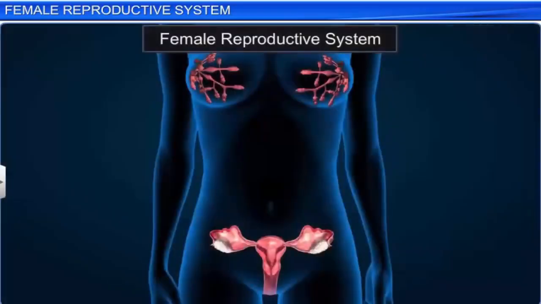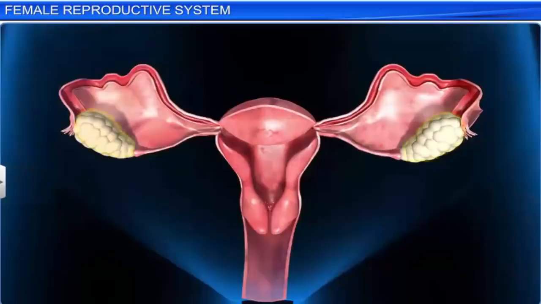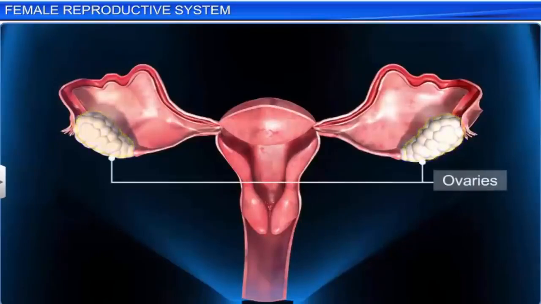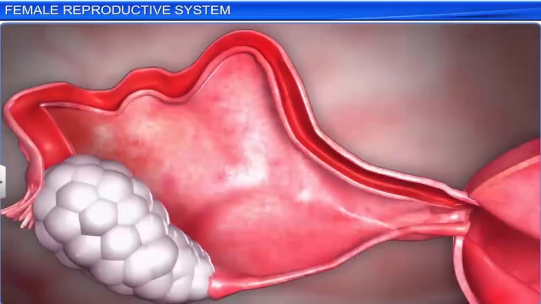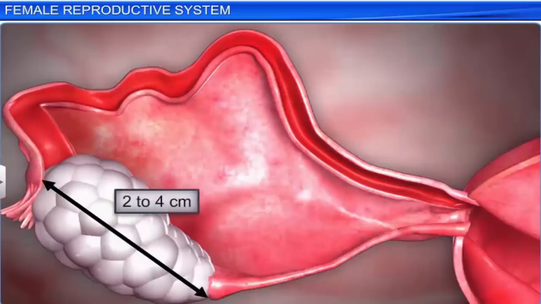Let us study each organ in detail. The female reproductive system includes a pair of ovaries located one on each side of the lower abdomen. They are the primary sex organs as they produce the ovum or the female gamete. Each ovary is about 2 to 4 centimeters in length. They are connected to the pelvic wall and the uterus by ligaments called mesovarium.